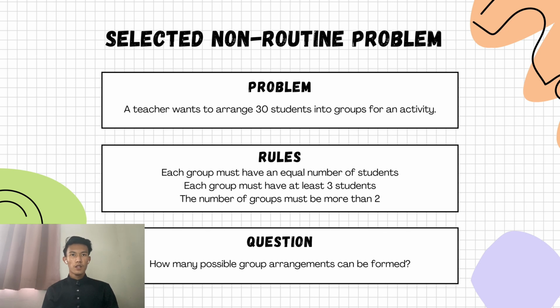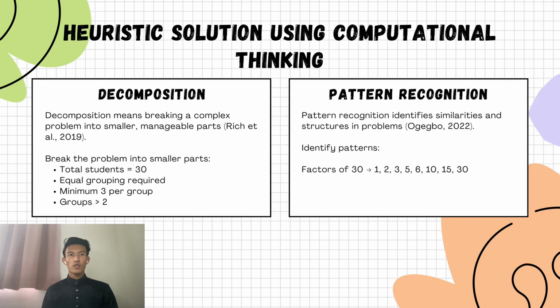At first glance, this looks simple, but actually it is tricky because we must satisfy all the conditions at the same time. Not all divisions of 30 are valid. So this is where computational thinking helps us organize our thinking. Now we move to the heuristic solutions using computational thinking.